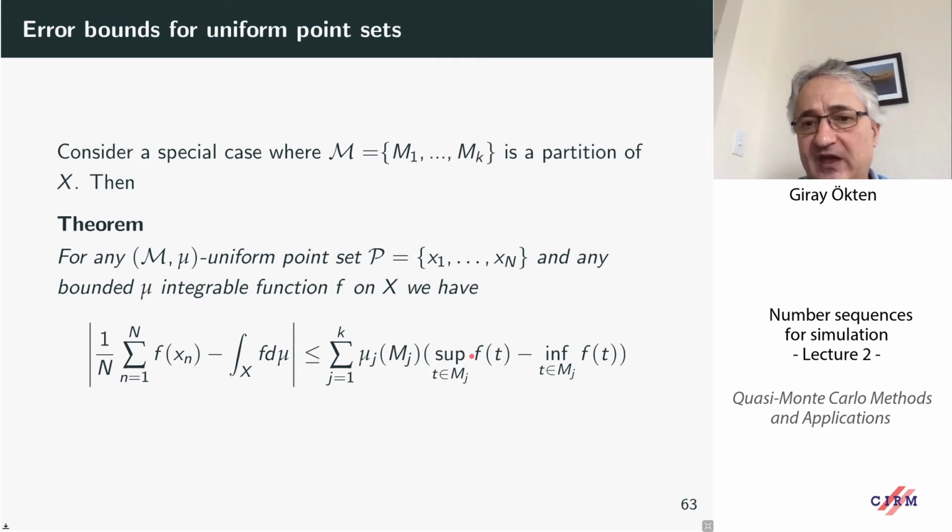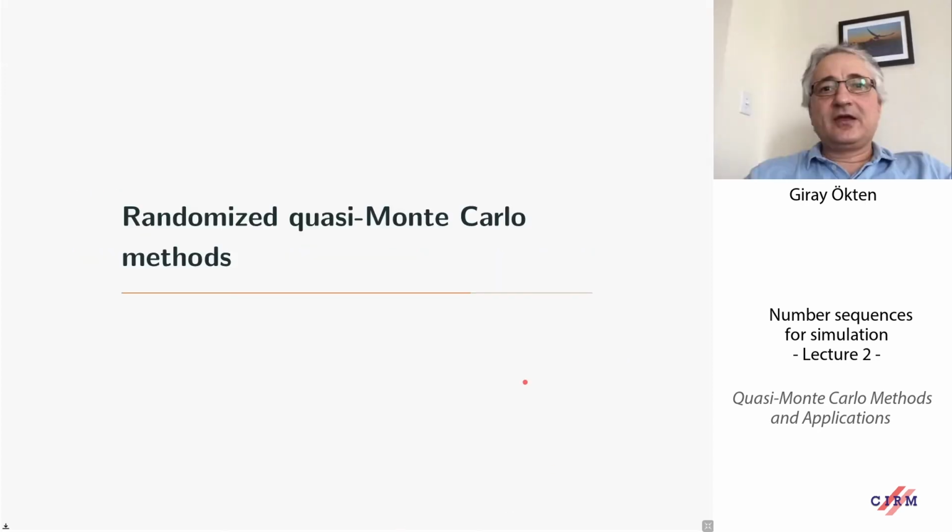So all we need to have is that the function to be bounded. If the sup is finite, and the infimum is finite, then we have an error bound that will give us a finite upper bound. So unlike the Koksma-Hlawka inequality, this error bound does not require bounded variation, finite bounded variation, but only requires boundedness.